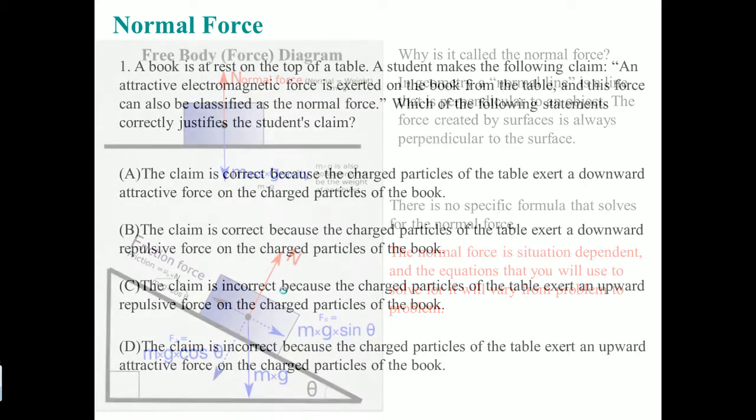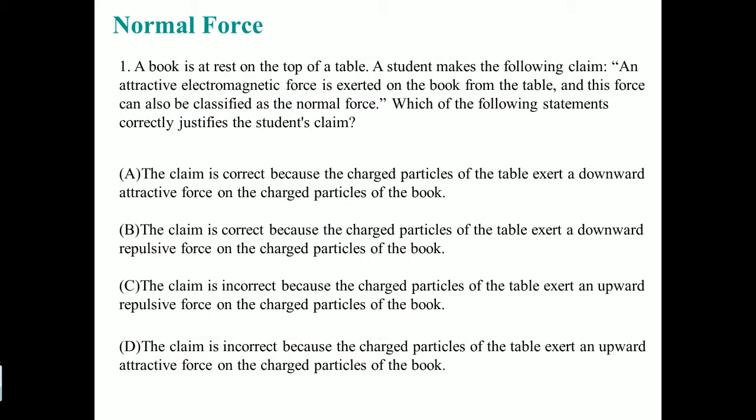The next questions are conceptual multiple choice questions to check your understanding of the normal force. 1. A book is at rest on top of a table. A student makes the following claim: an attractive electromagnetic force is exerted on the block from the table, and this force can also be classified as the normal force. Which of the statements correctly justify the student's claim?